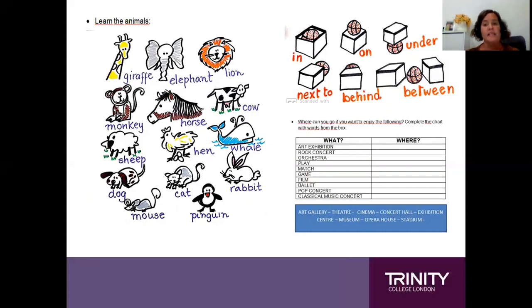And then there's this other example of a remote task which has to do with things that you can do for entertainment. So they've got a chart divided into what and where, and they've got art exhibition, a rock concert, an orchestra play, a match, and then they have to choose from a list provided the places where you would be able to see, for example, a pop concert. All right.